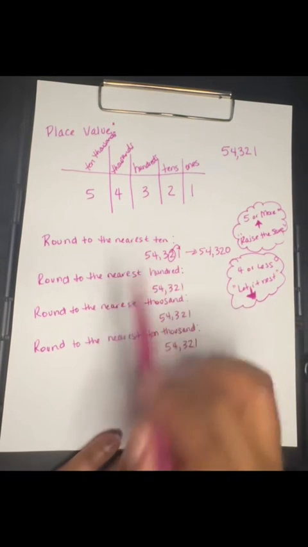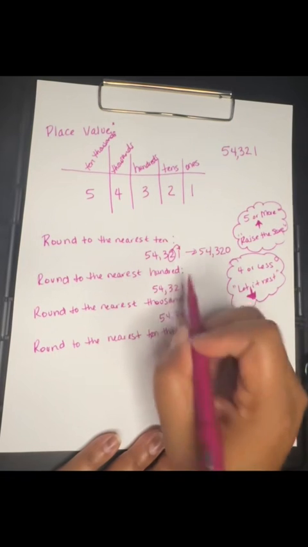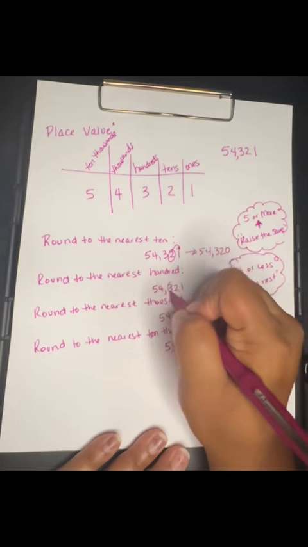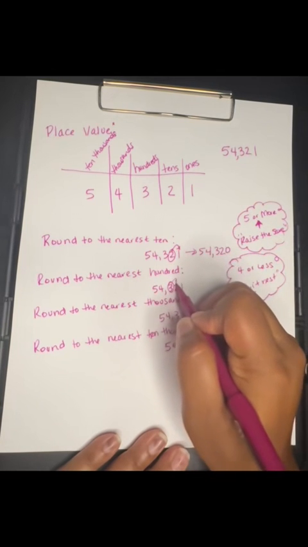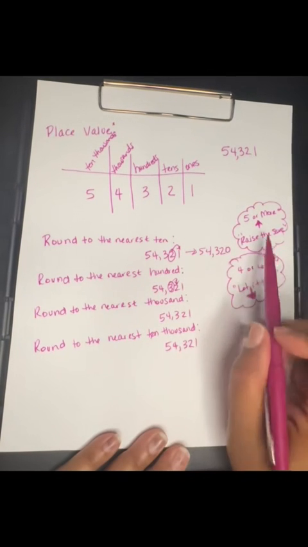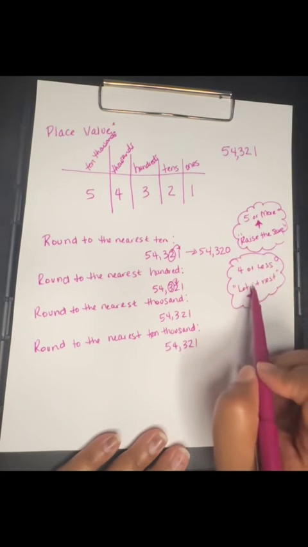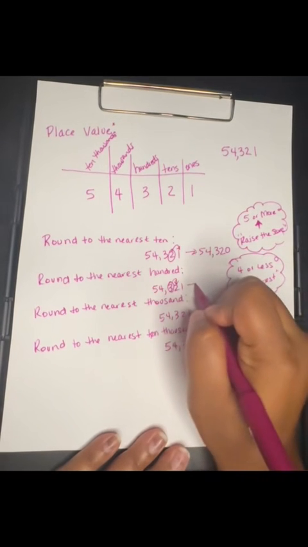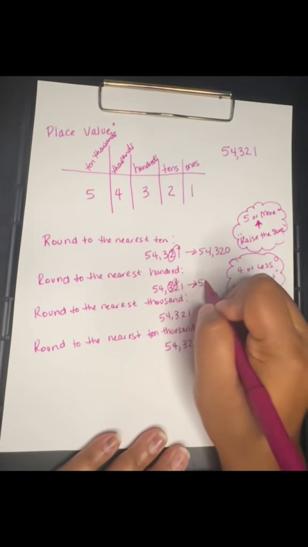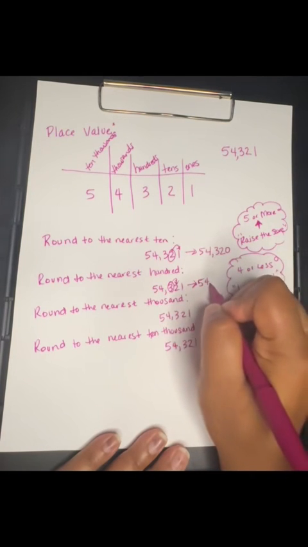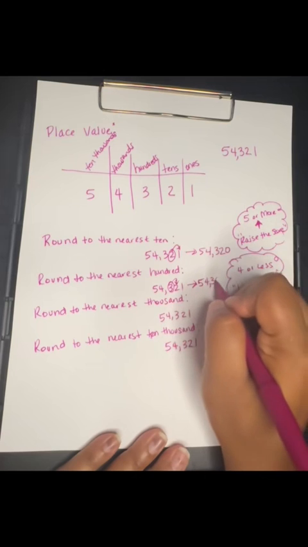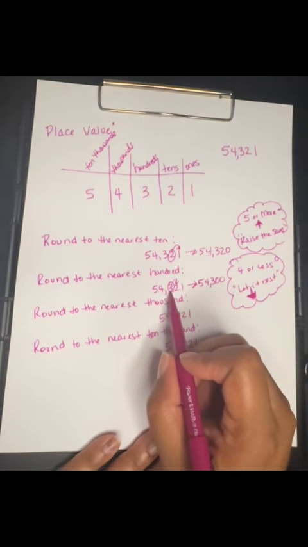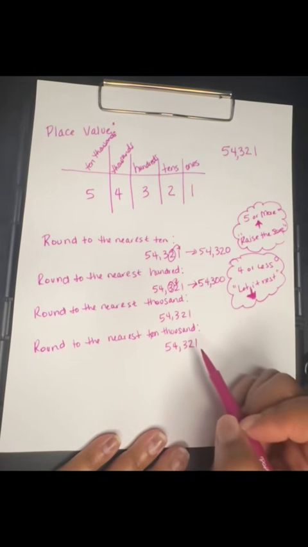Next, we're going to round to the nearest 100. So I'm going to go to the hundreds place. 3 is in the hundreds. I'm circling my 3. And I'm looking back at the 2. Is 2 5 or more or 4 or less? It's 4 or less. So I'm letting this rest. That means everything behind this 3 is going to 0 because it's closer to 300 than it is to 400.